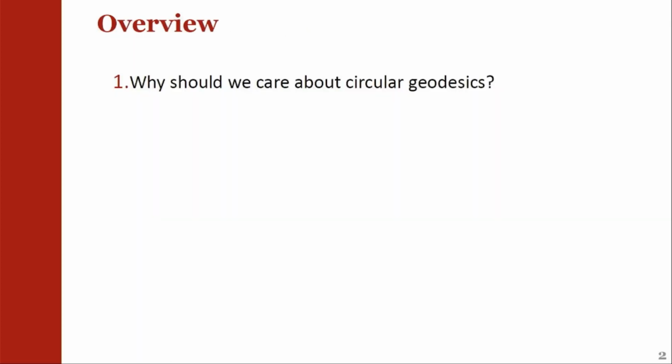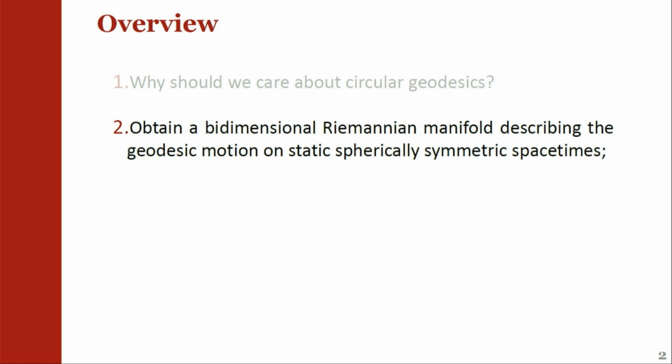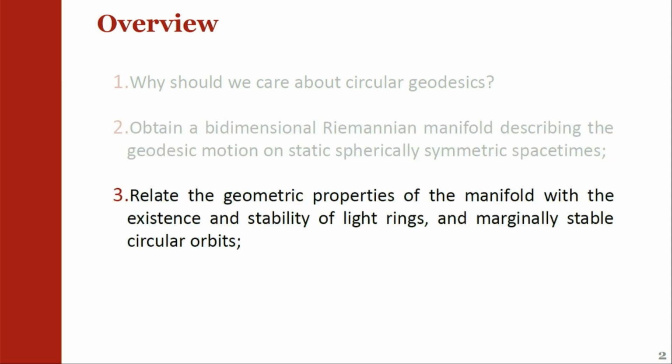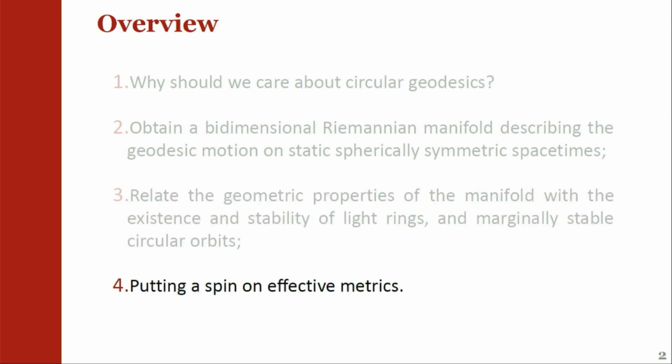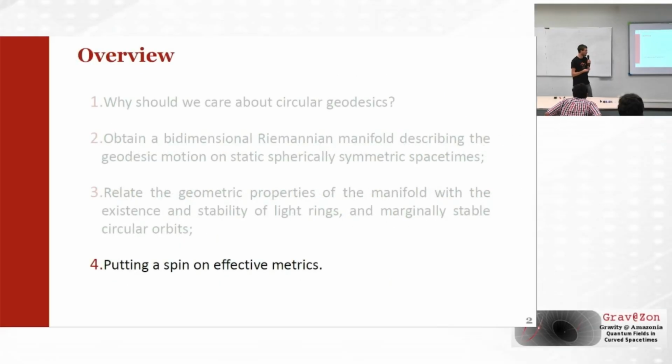So this is the plan of my talk. I will begin by motivating the study of circular geodesics and why we should study them and why they matter. Then I will hopefully teach you how to construct effective 2D metrics which describe the geodesic motion on generic spacetimes, which are four-dimensional Lorentzian metrics. Then I will relate the geometric quantities of these bidimensional metrics to the existence and stability of the geodesics we are considering, the light rings and the marginally stable circular orbits. In the end, I will try to put a spin on this formalism by considering rotating spacetimes, which is not trivial, as we will see.